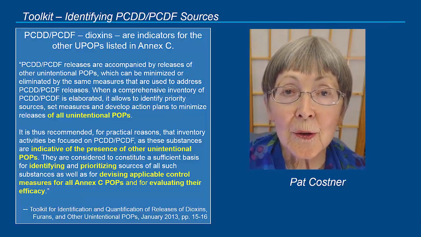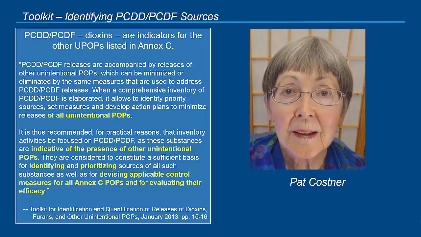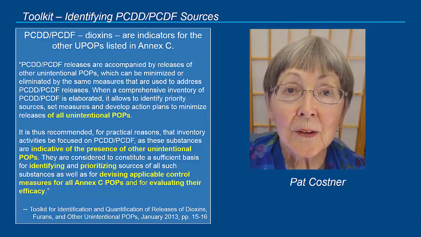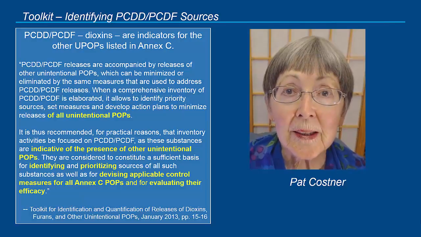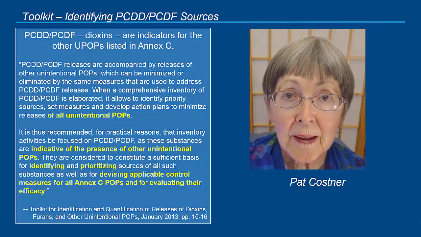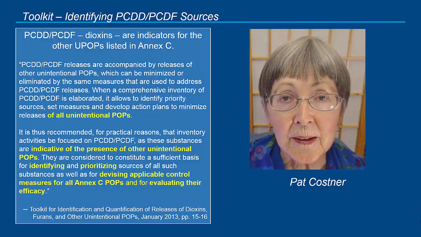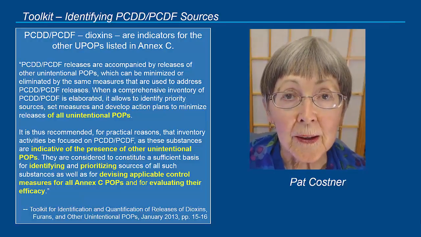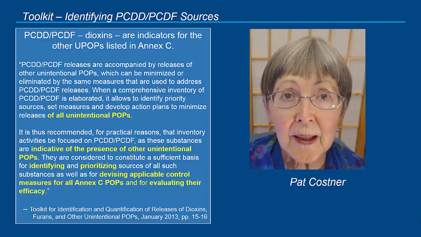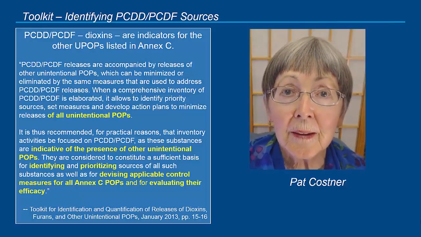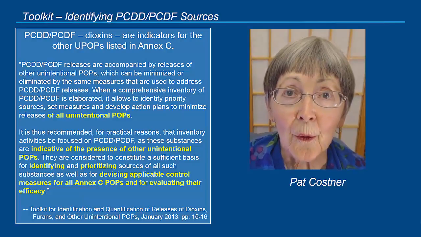Dioxins are indicators for all the other UPOPs currently listed in Annex C. This means that sources that release dioxins will also release the other UPOPs. It means that measures taken to minimize or eliminate dioxin releases will minimize or eliminate the releases of the other UPOPs. And likewise, action plans that are developed to minimize or eliminate dioxins will do the same for the other UPOPs.